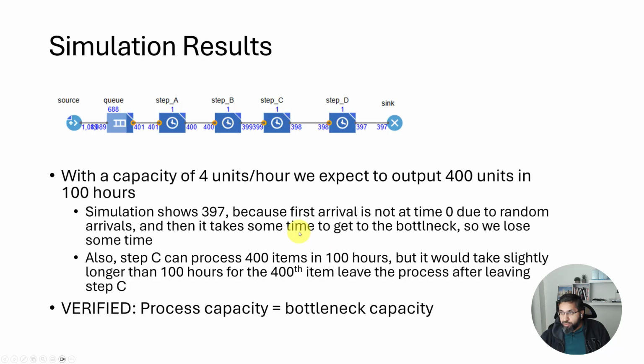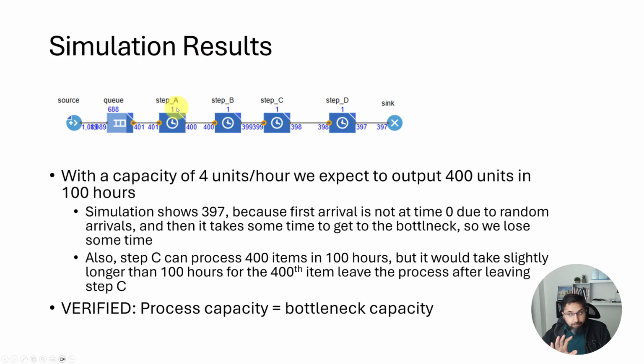Okay, so that's what I explained here. The simulation shows 397 because the first arrival is not at time 0, and step C can process 400 items in 100 hours, but it would take slightly longer than 100 hours for the 400th item to leave the process after leaving step C. So because we don't give the 400th item enough time to get to step C and then leave step D, we end up with a little bit less than 400 items, because 400 over 100 hours would be 4 units per hour.